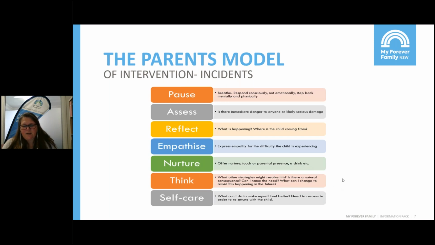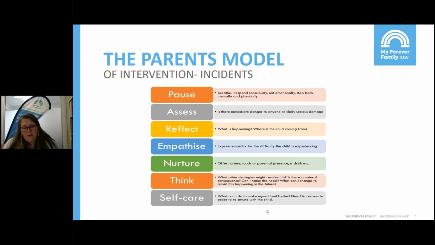Think about what other strategies might resolve this. Is there a natural consequence? Can I name the need? What can I change to avoid this happening in the future? If it was breaking something precious, keep precious things out of the way. But if it's breaking something of their own that was precious, the natural consequence is that it's broken and they don't have that anymore. So that can happen in this situation.